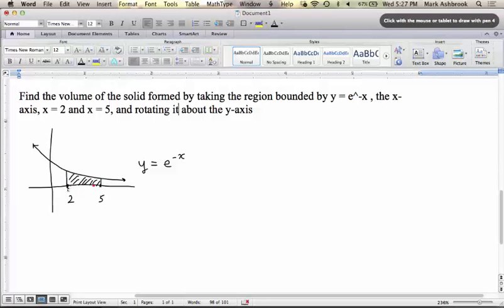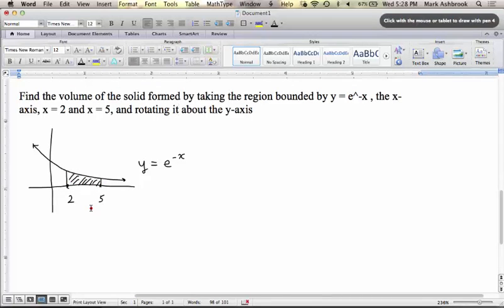What's that? Both constants? No. It changes, right? Look up here. For your washers up here, inner radius would be 2, outer radius would be the curve. But when you get down here, inner radius is 2, outer radius is 5. So you have to split it up. You're going to do washers here.